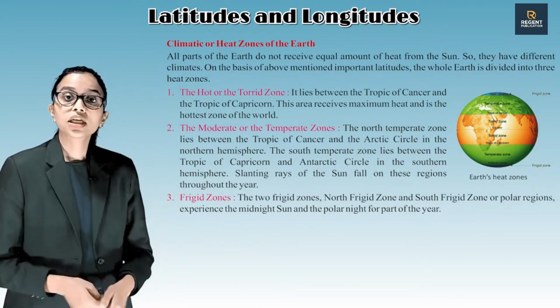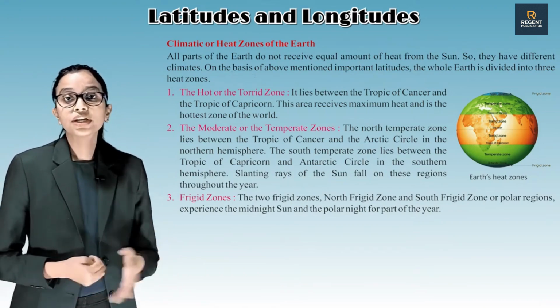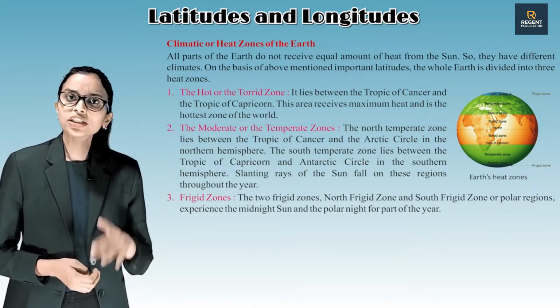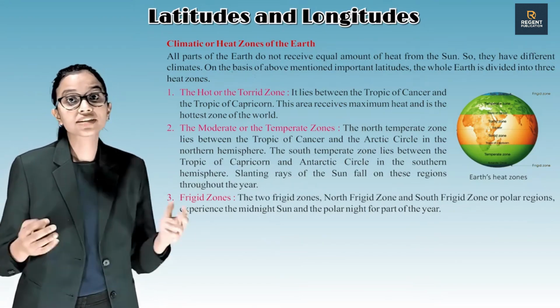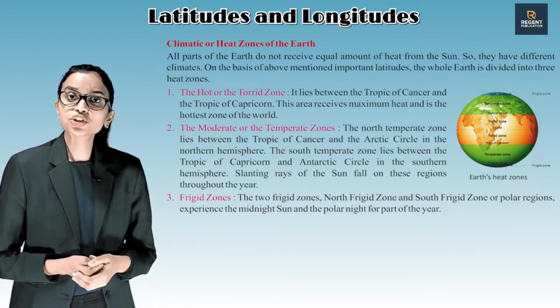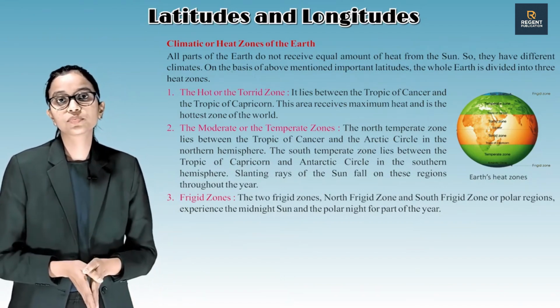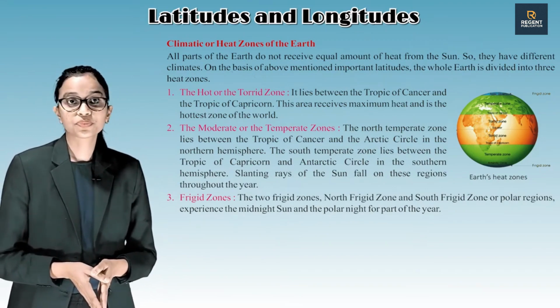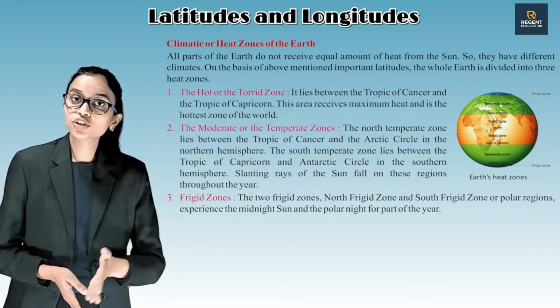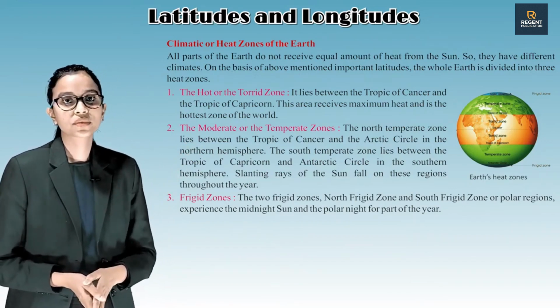The second one is the moderate or temperate zone. The North Temperate Zone lies between the Tropic of Cancer and the Arctic Circle in the Northern Hemisphere. The South Temperate Zone lies between the Tropic of Capricorn and the Antarctic Circle in the Southern Hemisphere. Slanting rays of the sun fall on these regions throughout the year.